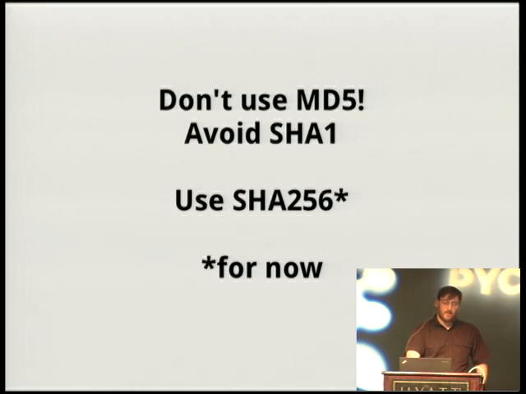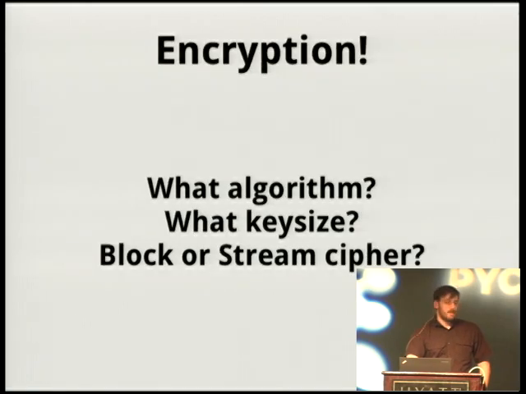SHA-256 is very similarly secure, and it's not worth making your code not work well on 32-bit machines, since 32-bit machines are very common when you're virtualizing. So, encryption. What encryption algorithm should I use? What key set should I use? Should I use a block or a stream cipher?